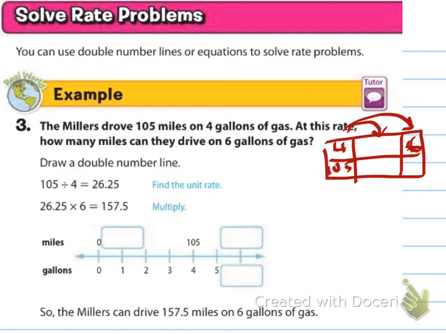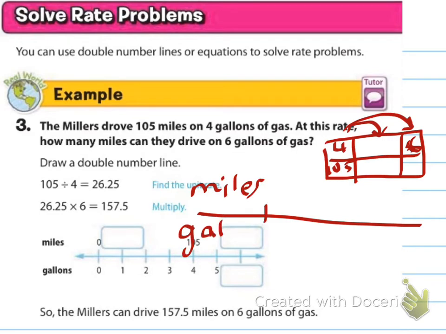Now, I like that they show this example with the number line, because that's also a very helpful tool. They're just showing, here's our number line. We'll talk about the miles on top and the gallons on the bottom. And so, obviously, for 0 gallons of gas, you go 0 miles. They told us for 4 gallons of gas, we go 105 miles, and we're trying to figure out 6. What is it going to be? How far can we go with 6 gallons of gas?